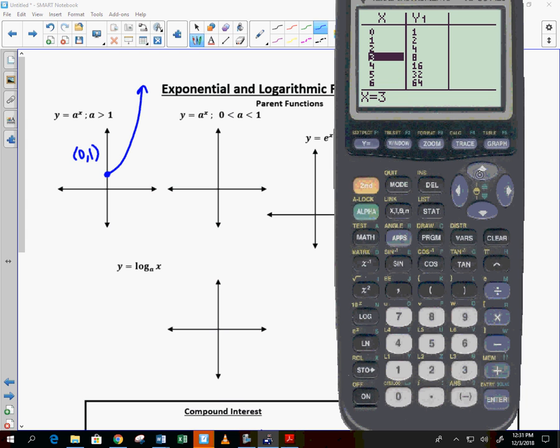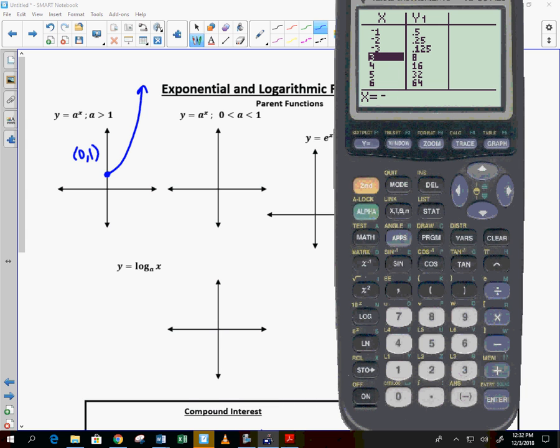Anybody know what 2 to the negative 1 power is? 2 to the negative 1. 1/2. Yeah, if you type in negative 1, you get 0.5. Negative 2, you get 1/4. Negative 3, you get 1/8.